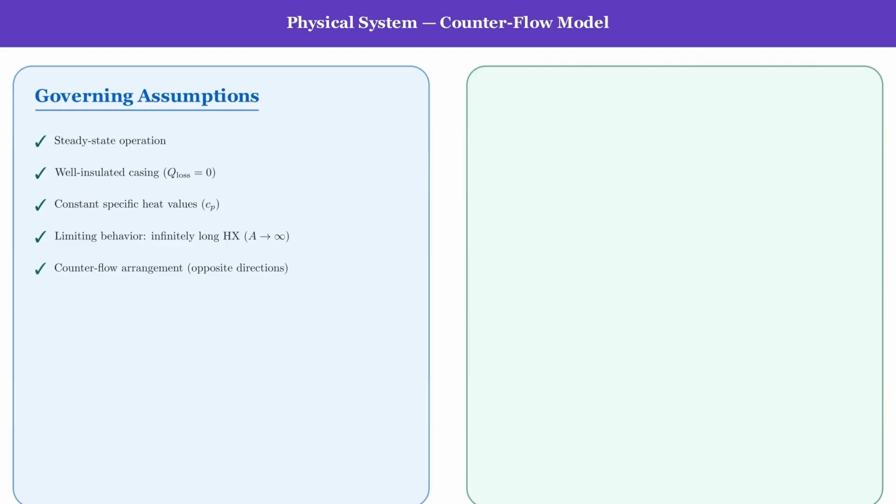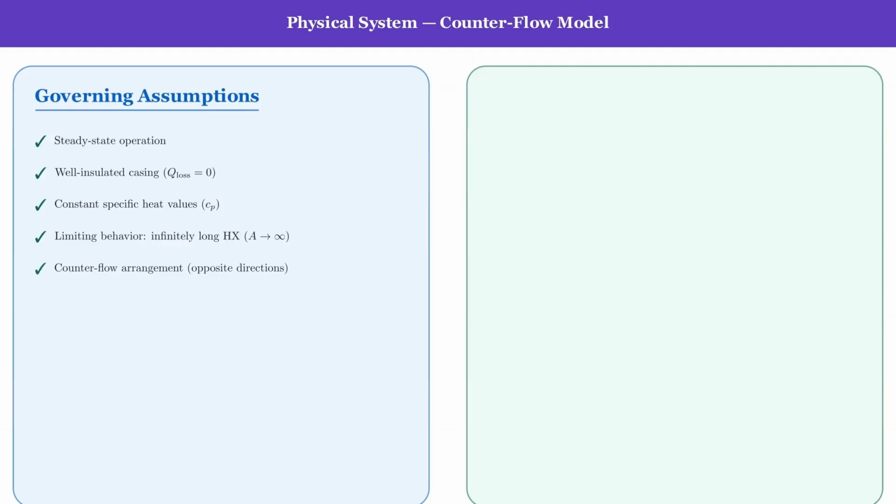Third, constant specific heat values for both streams. With a single value of 4.18 applied to both water streams, the heat capacity rates become simple products of mass flow rate and specific heat. Fourth, and this is the assumption that defines this entire problem, the exchanger is treated as infinitely long. We are not analyzing a real physical device with a finite surface area. We are asking, if this heat exchanger could be made as large as we wished, what is the absolute maximum heat transfer the laws of thermodynamics would allow?